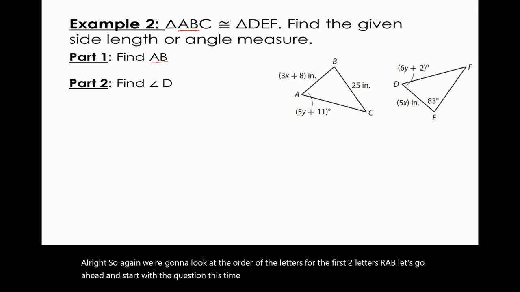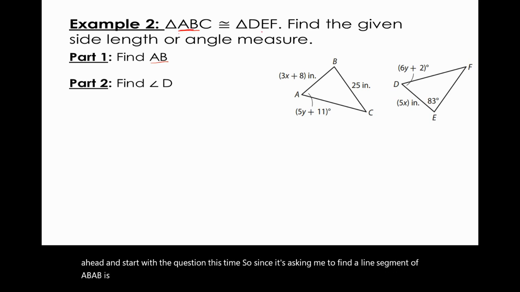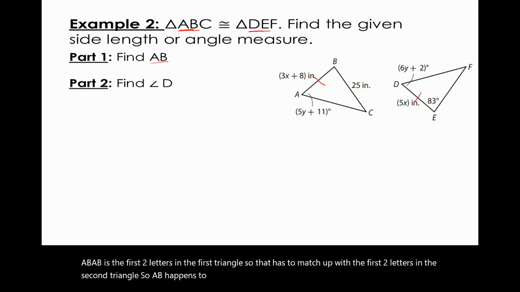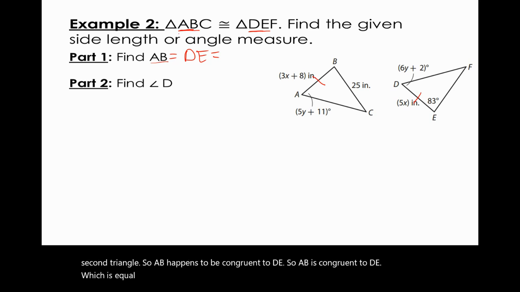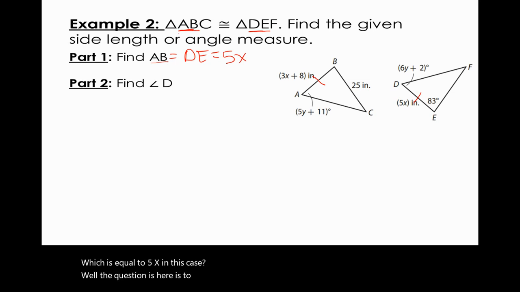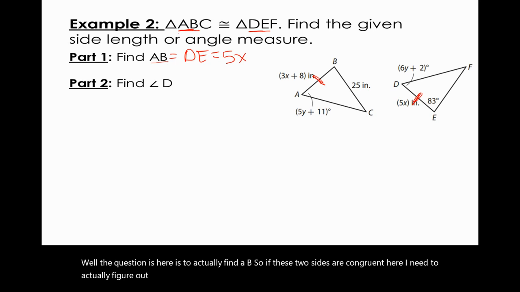Since it's asking me to find the line segment AB, AB is the first two letters in the first triangle, so that has to match up with the first two letters in the second triangle. So AB happens to be congruent to DE. AB is congruent to DE, which is equal to 5x in this case. Well, the question is to actually find AB. So if these two sides are congruent, I need to figure out the value of this.